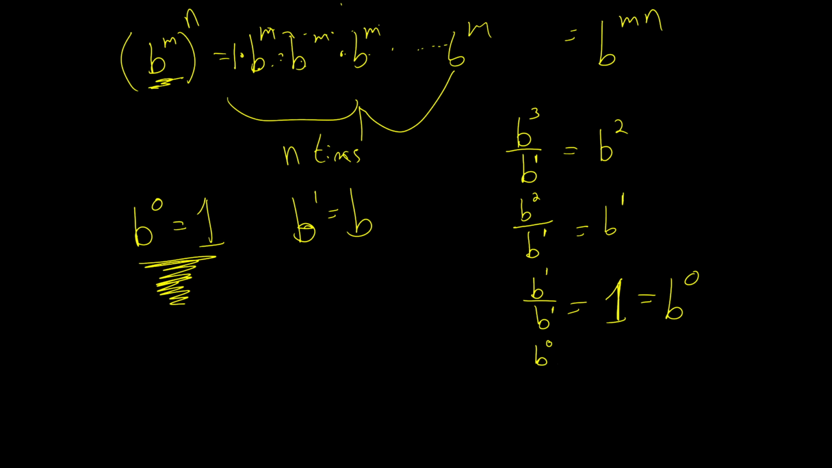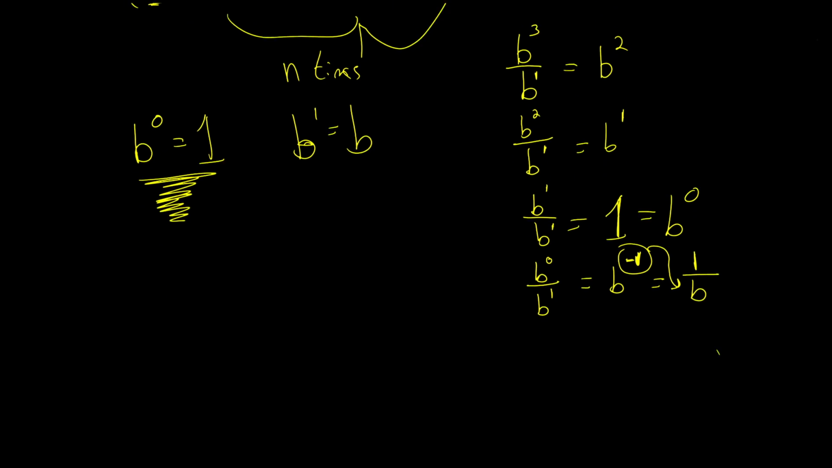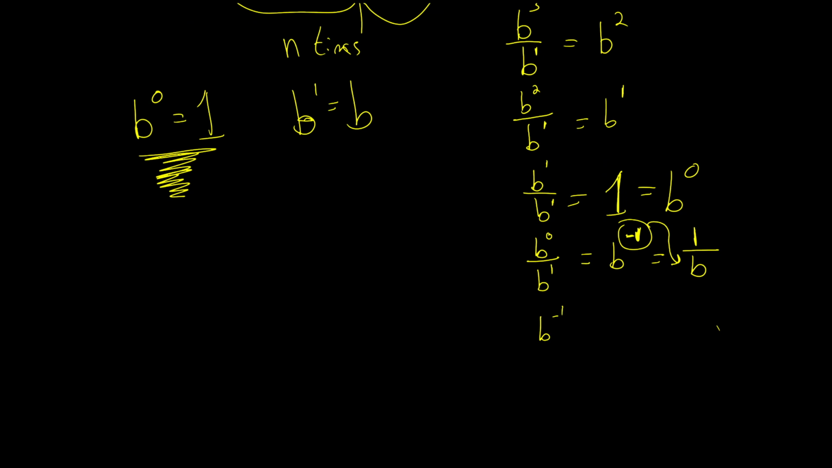I'm going to take b to the 0, and I'm going to divide it by b to the first. And that's going to give me b to the negative 1. But since b to the 0 is also 1, that's like 1 over b. Negative exponents flip things around the fraction bar. And so b to the negative first over b is equal to b to the negative 2, or 1 over b squared. And so there's a pattern that works with exponents. Let's use that pattern to make things useful for us.